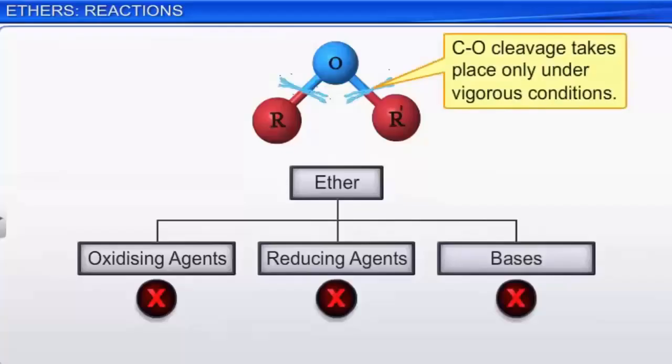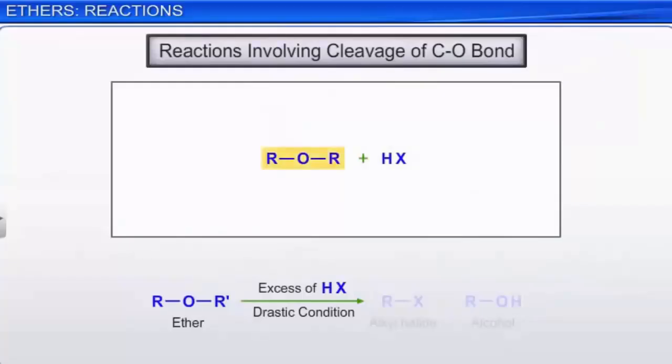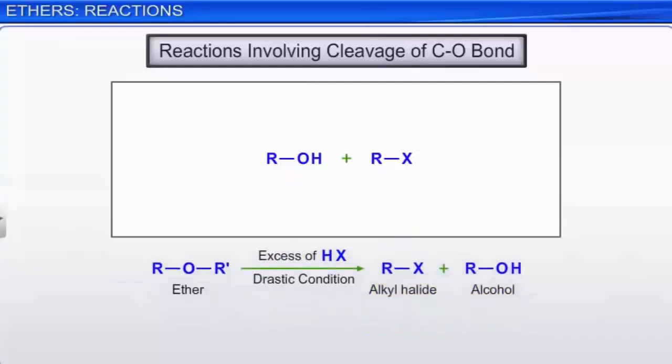The cleavage of the carbon-oxygen bond in ethers takes place only under vigorous conditions by acids. Hence, acid-catalyzed cleavage of ethers occurs only under drastic conditions. These reactions require an excess of hydrogen halides and heating. In the presence of hydrogen halides, an alkyl halide and an alcohol are produced. The alcohol formed under these conditions then reacts with another hydrogen halide molecule to form a second alkyl halide.